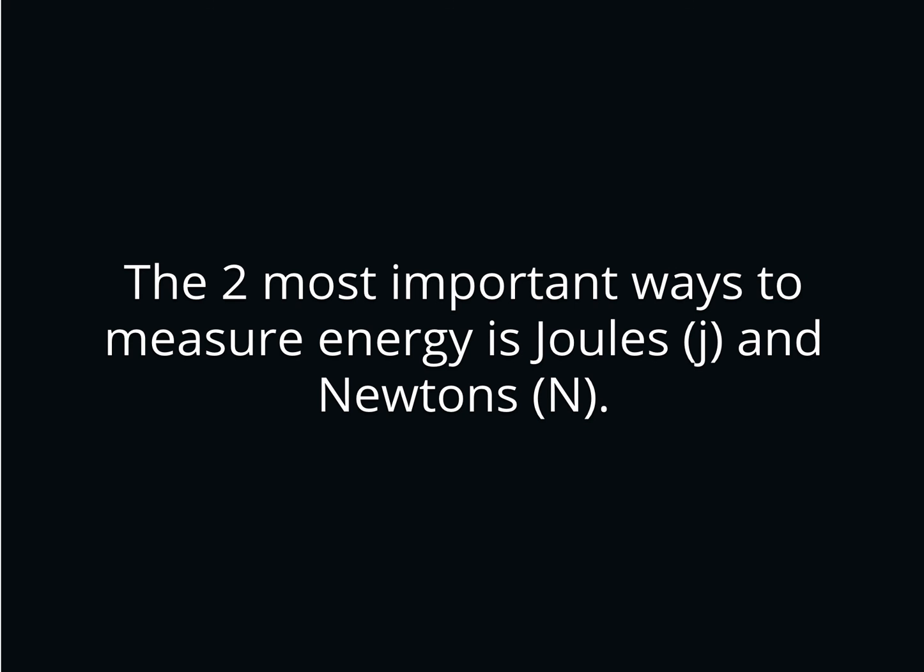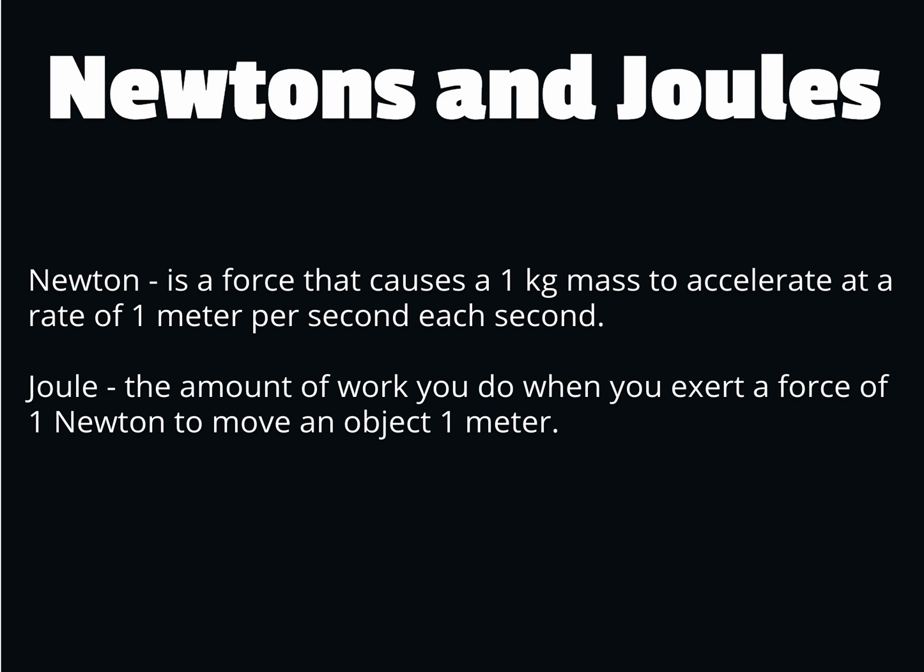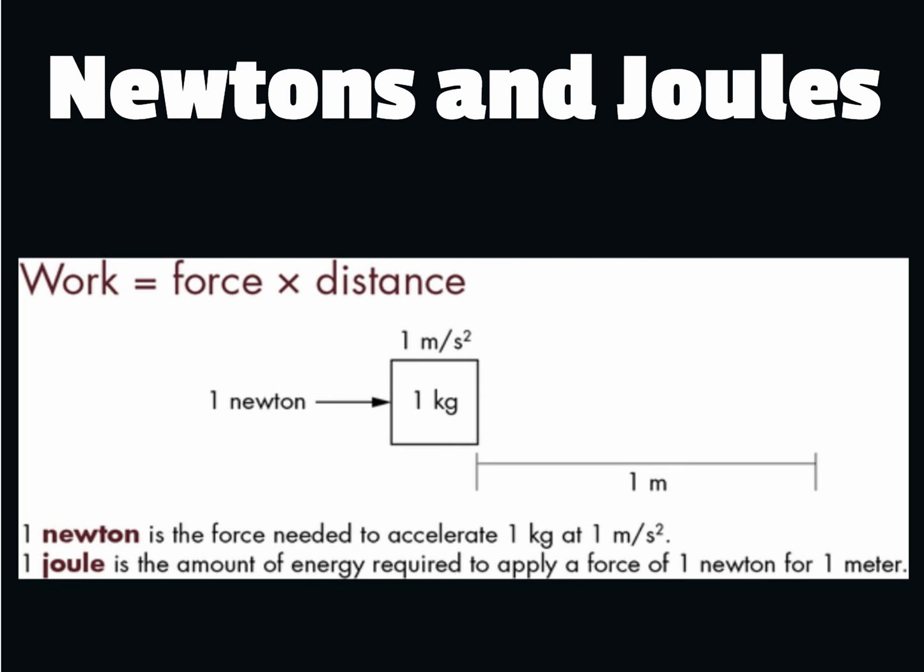So the last thing we need to make sure that you guys know is how all that energy is measured. And it's measured with joules and newtons. A newton is a force that causes 1 kilogram of mass to accelerate at a rate of 1 meter per second each second. A joule is the amount of work that you have to do when you exert a force of 1 newton to move that object 1 meter. You don't have to worry about any of these formulas. This is just a visual to show you what we were talking about. You don't have to know the formulas again. Just make sure that you understand how energy is measured.